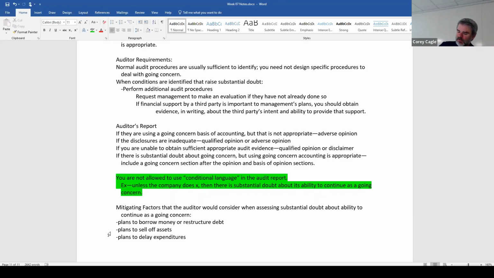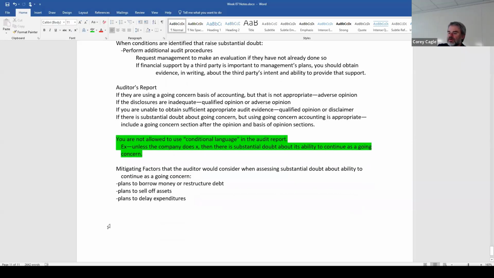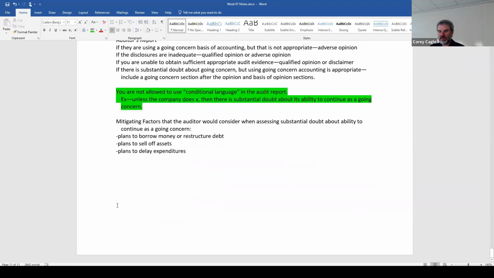All right. So we're looking for things that might indicate substantial doubt, like financial problems, labor problems, bad trends, loss of a customer. But we're also going to look for mitigating factors that make this okay. They've got a plan that's going to make this okay. They may be fine. Things like plans to restructure their debt, plans to borrow money, plans to sell off some assets, streamline things, plans to delay expenditures temporarily. So we could look for that as well as we're making this determination. All right. Okay, so that's going concern.